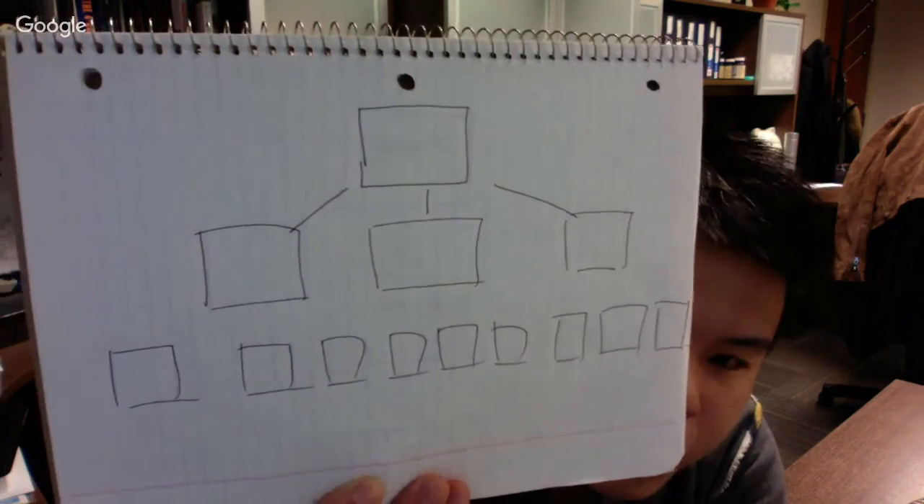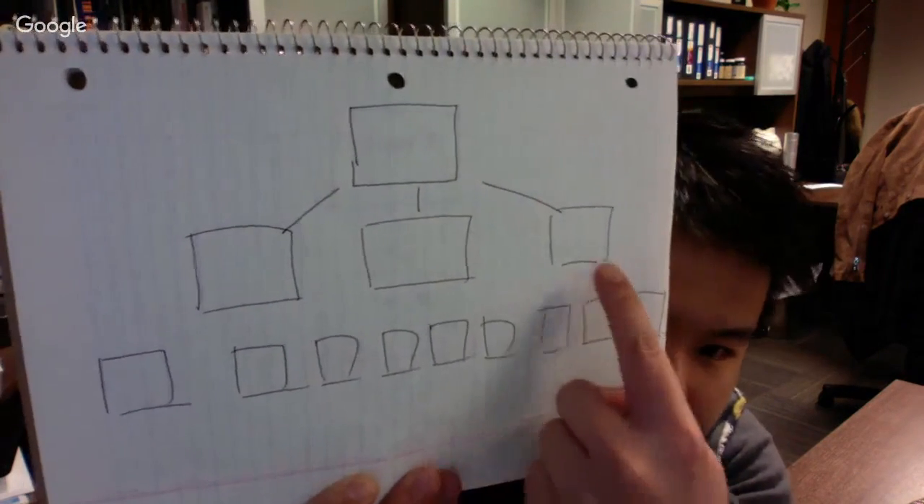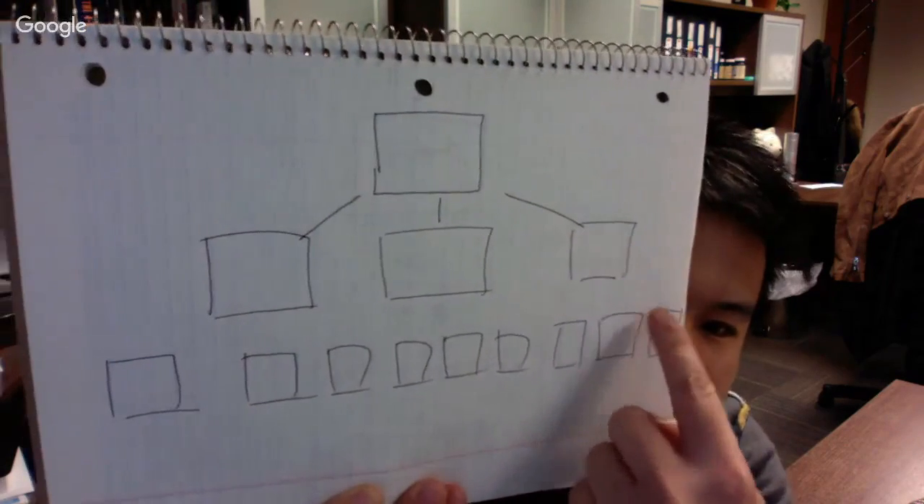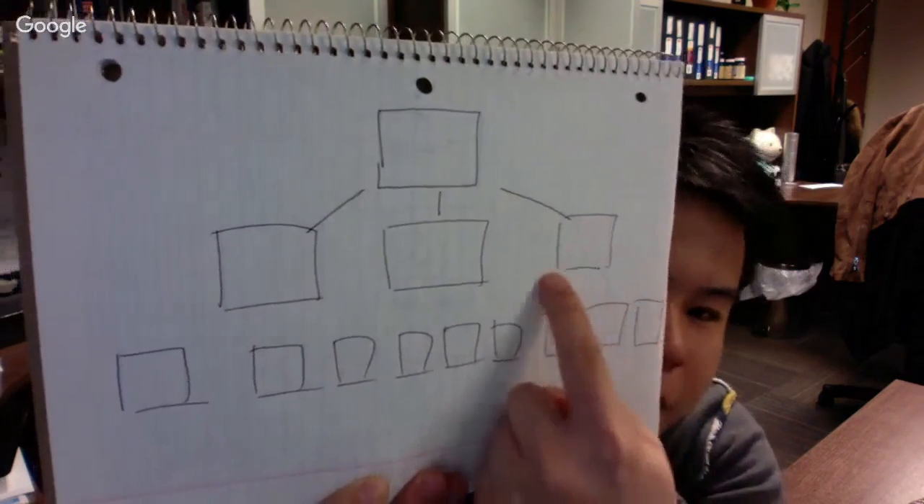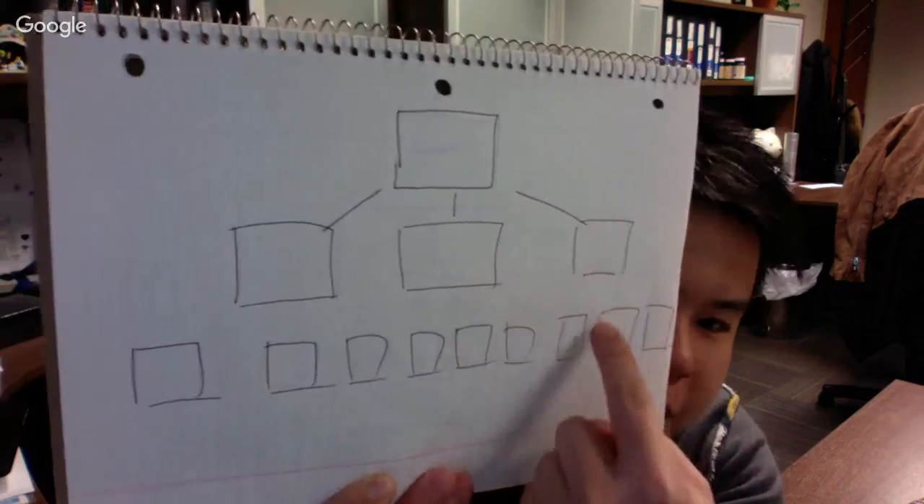Then what I want you to do is take the middle box and connect it with 3 boxes, okay? So this one connects with these 3. This one connects with these 3 over here. So let's do that. It will look something like this over here.